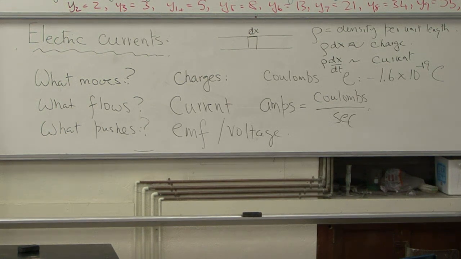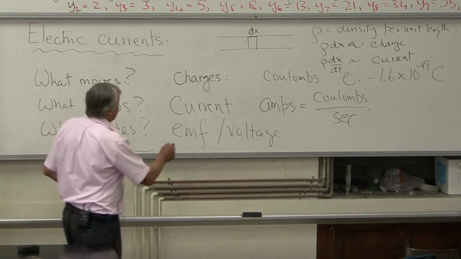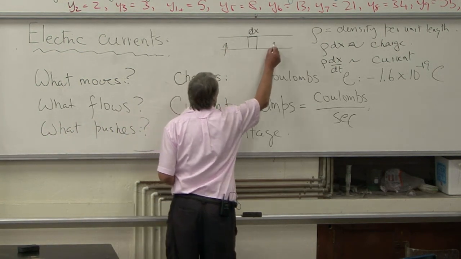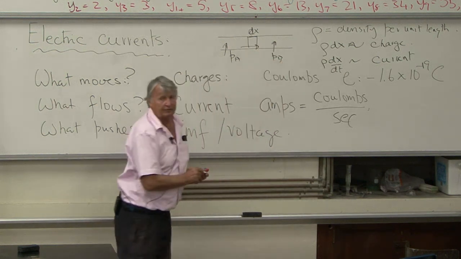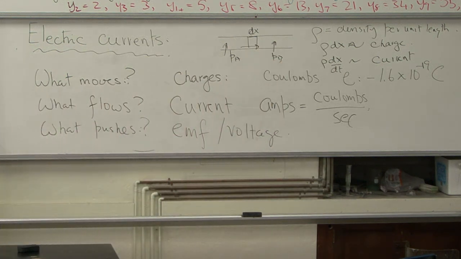And what's the analog for voltage? Somebody said it already, I think. What pushes? Pressure. So pressure pushes. So you have more pressure here than here, PA, PB, the stuff will flow that way. Okay? So there is a fairly precise analogy between current flow and fluid flow.